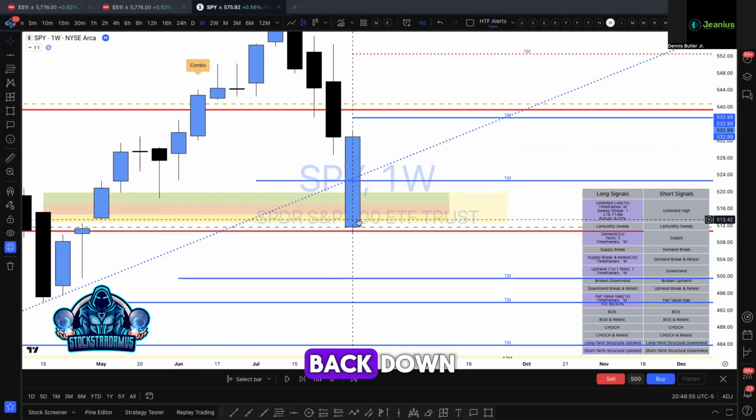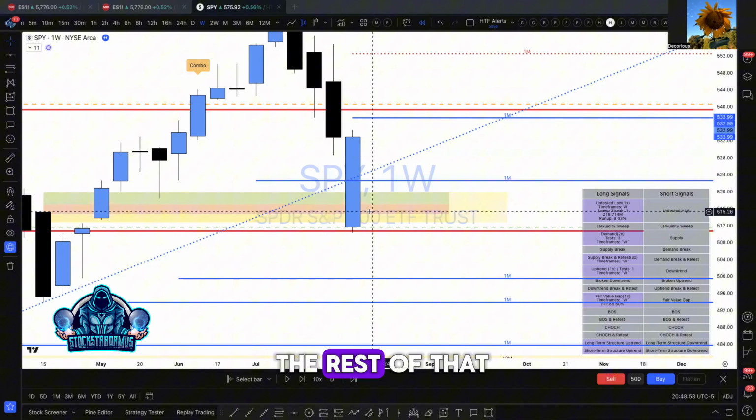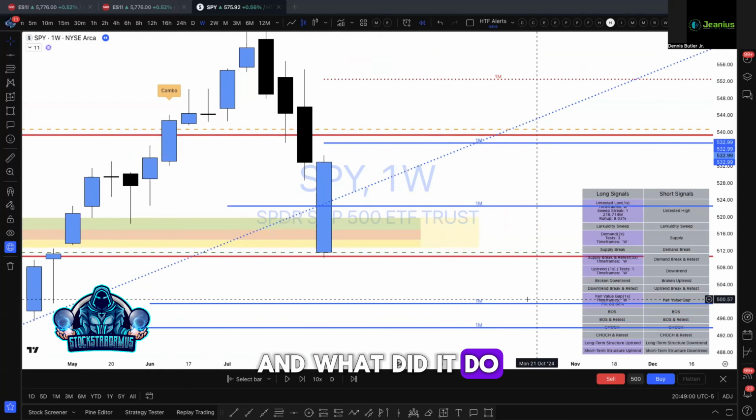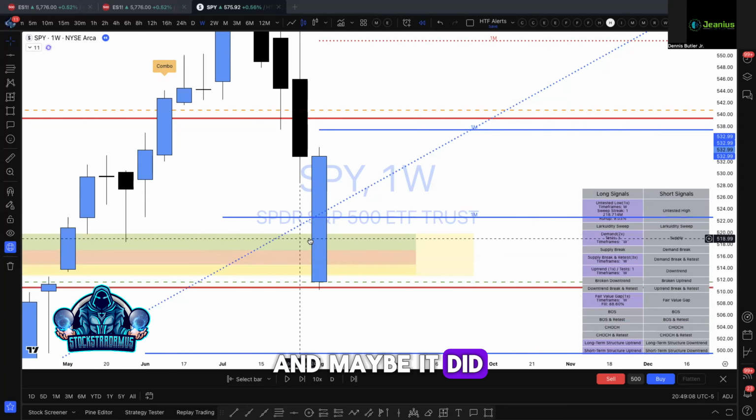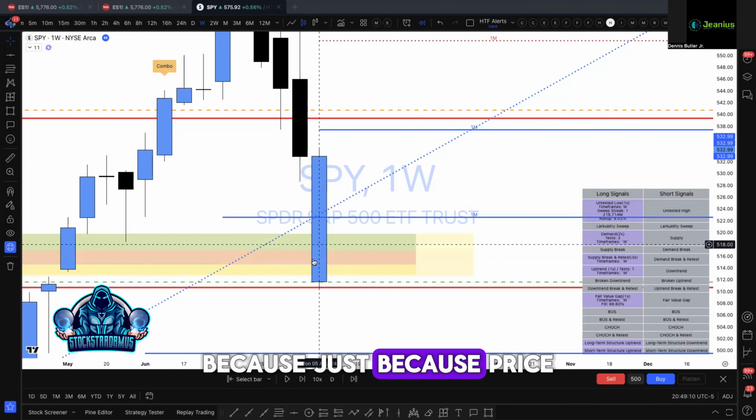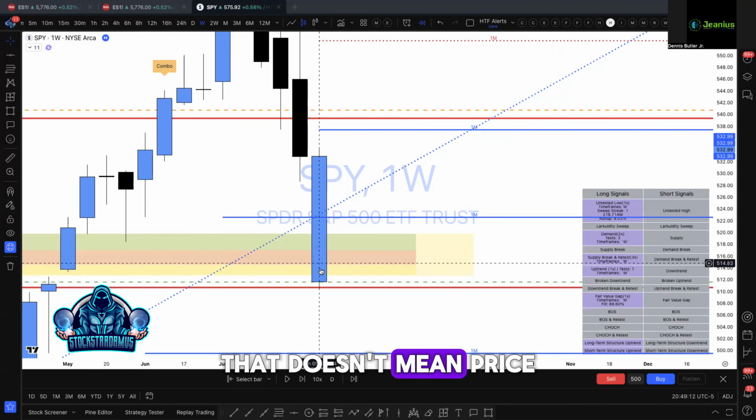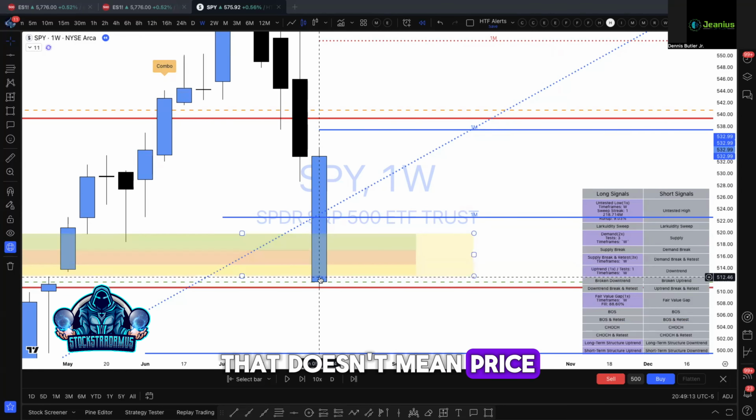And then market came back down, swept below, closed out the rest of that fair value gap. And what did it do? Look at the percentage of that fair value gap. Even though I think it should be 100%, it says that it filled 88.6%. And maybe it did only fill 88.6% because just because price moved through here, that doesn't mean price actually filled this point. Price could have gapped and then gapped back up again. Possibly. Let me see. No, it did.